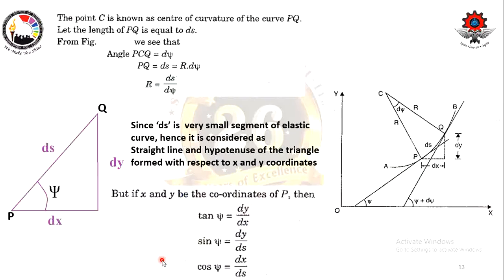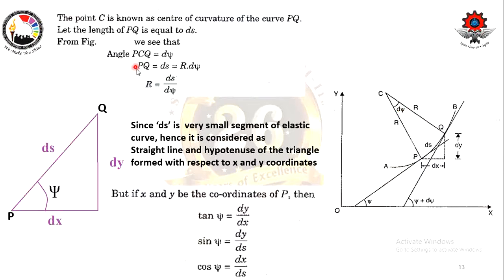Now, as you know, PC is equal to QC, that is equal to R, as given here. Proceeding with the derivation, the point C is known as the center of curvature of the curve PQ. Yes, obviously, the point C is the center of curvature of PC and CQ. The length of PQ is equal to ds, as I already told you.